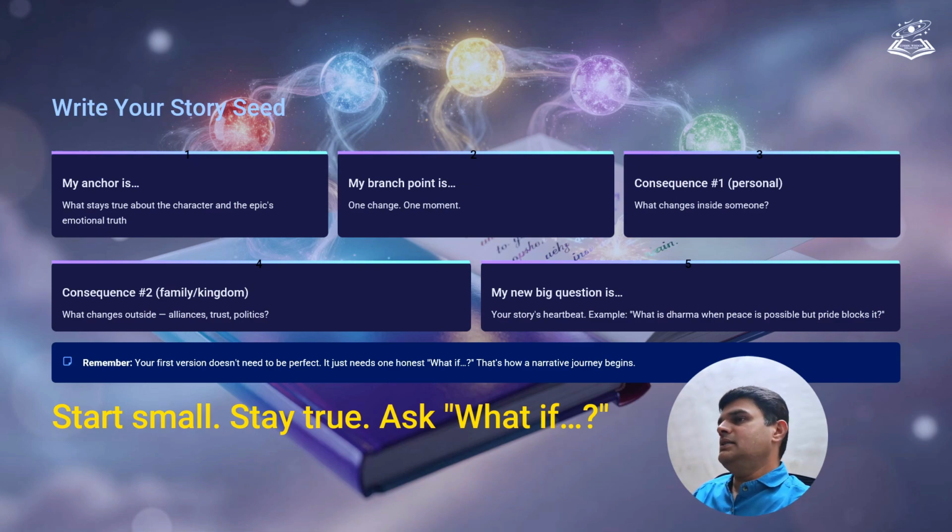For example, in this version, what is Dharma when peace is possible but pride blocks it? And remember, the first version doesn't need to be perfect. It just needs to be honest. What if? That's how a narrative journey begins.